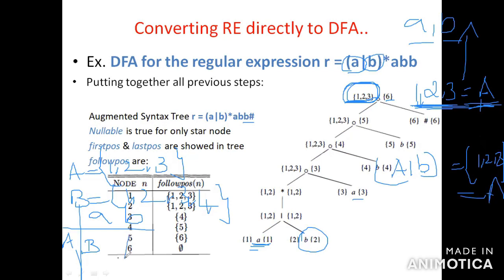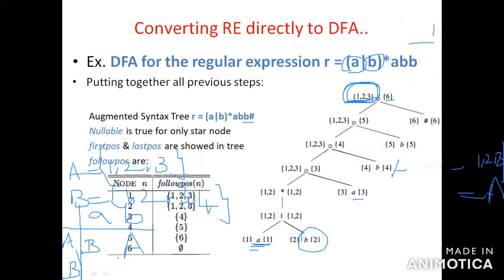So here you can write it for A. Now you have completed A. Then we create one new state. The new state is marked as B. Then you can calculate for B. Now you can calculate B of a.